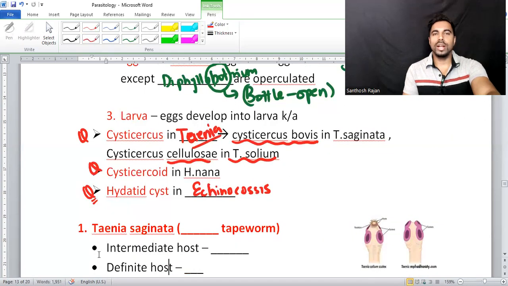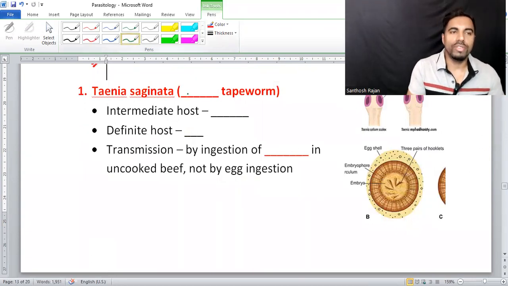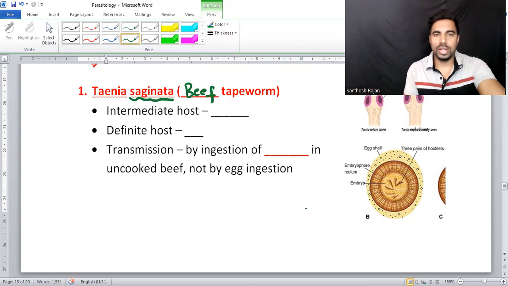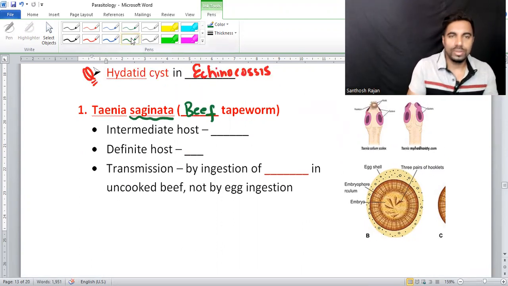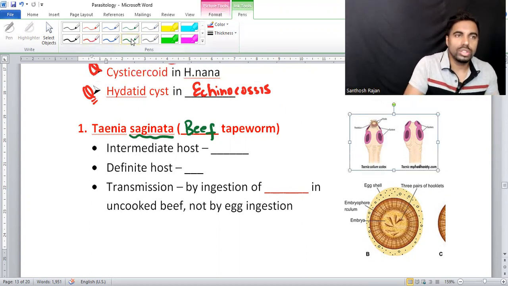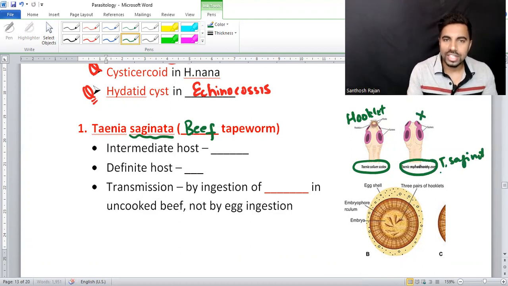Now let's go to Taenia and start the individual topics. Taenia saginata, otherwise called beef tapeworm, as we already spoke about. It's usually longer than solium, so the segments are longer. Another important difference, if you see this picture, this is Taenia solium. Solium has hooklets. But this is Taenia saginata, and in saginata there are no hooklets. That's one difference. And saginata is longer, but solium is shorter.